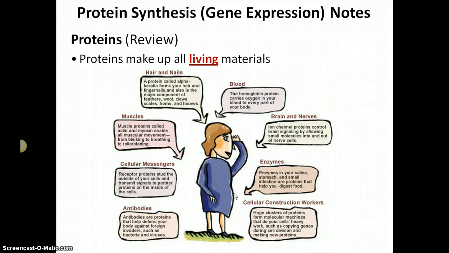organism? And just to review what proteins are, remember that proteins make up all living material. This includes your hair and your nails and your muscles and your cell messengers. You have receptor proteins throughout your cell membrane and your antibodies. These are the proteins that protect and defend your body from bacteria and viruses and infections. And your blood and your brain and your nerves and all of your enzymes and hormones and other protein related tools that your body uses to help you do things like digest food. Also your cellular construction workers.